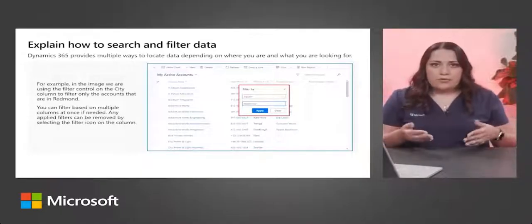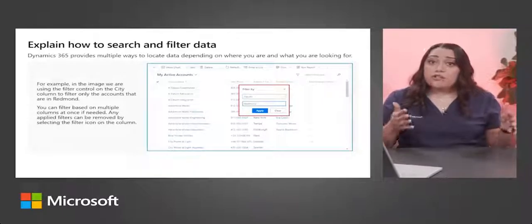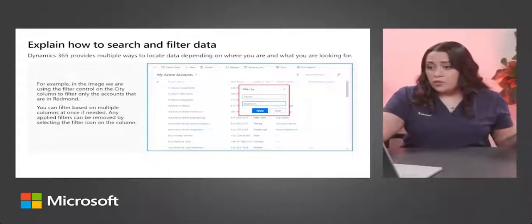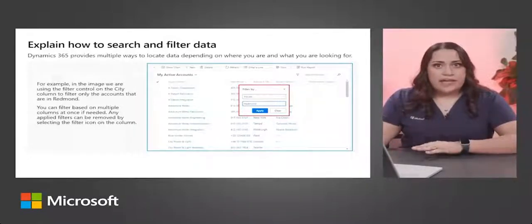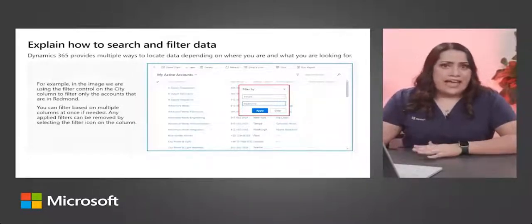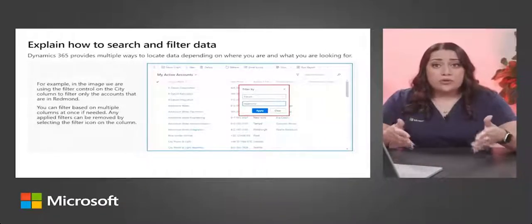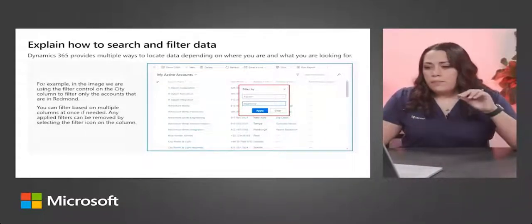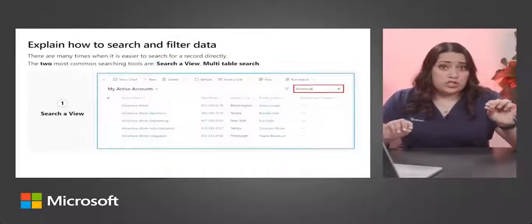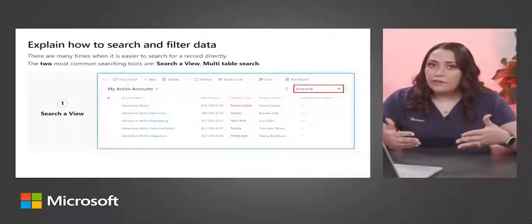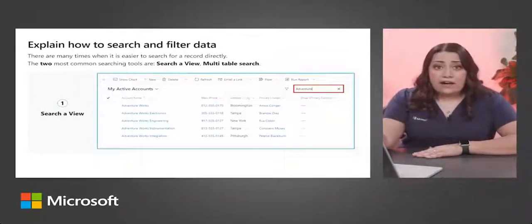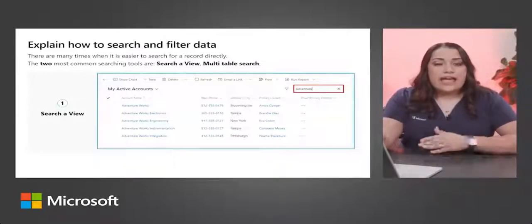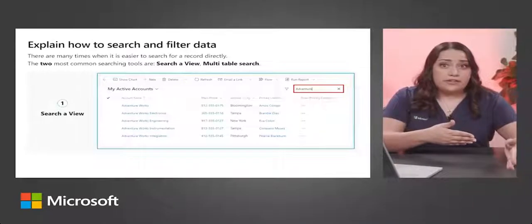So let's say, for example, I'm looking for all my customers who are located in Redmond, Washington. You can see here on the screen, I can simply add a filter to the city column. And really, you can add as many filters as you need to create the view that fits your need. But if needed, you can also search for a specific word or a specific phrase inside of Dynamics. So if I wanted to find all my accounts with the word adventure in it, all I would have to do is type that into the search field, and it would pull up anything that meets my criteria.